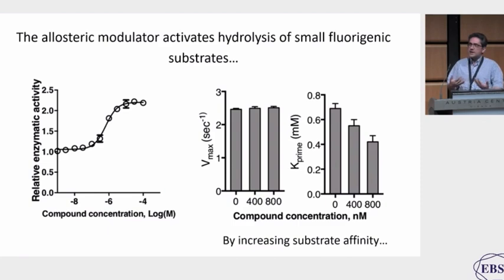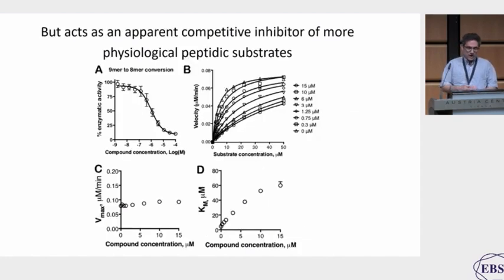However, when we analyze the properties of this compound on a small substrate, one of the small fluorogenic substrates we use routinely to study these enzymes, we saw the opposite. We didn't see inhibition, we saw activation, about 2.5-fold. And this was done by increasing substrate affinity. However, when you use a larger peptide, like a 9-mer shown here, the inhibitor is a normal inhibitor, and it will actually appear to be a competitive inhibitor.